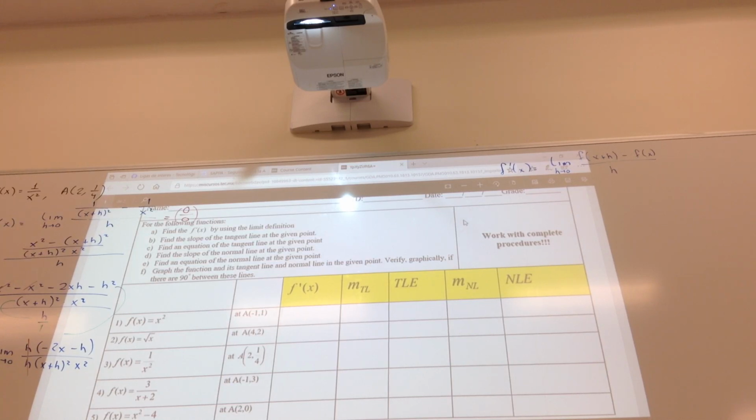But it simplifies to minus 2 over x cubed. You have it right there. X cubed. That's it. That's the answer. That's the derivative.